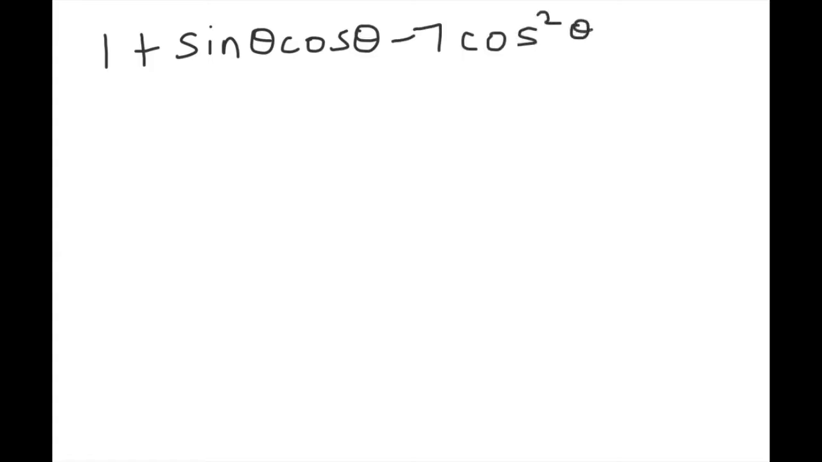Let's do one last one. This is going to be a big one. So 1 plus sine theta cos theta minus 7 cos squared theta equals 0. So again, we just want thetas at the end. So we'll see how many answers we're going to get.